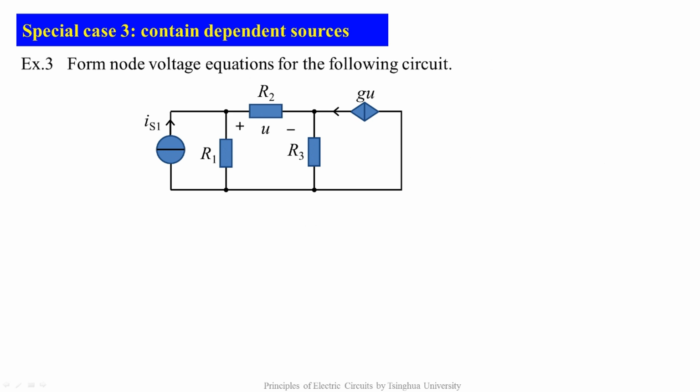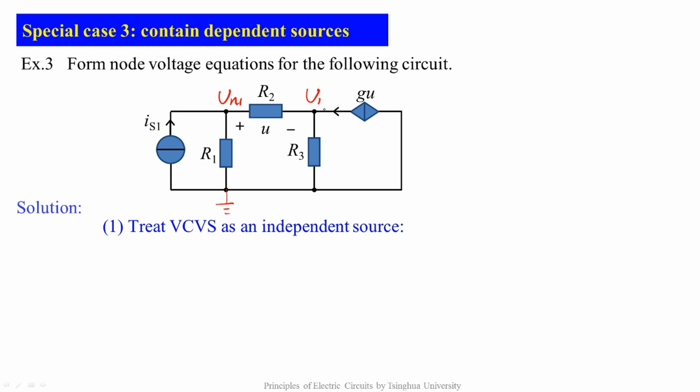The third case is a circuit containing the dependent sources. For example, in this circuit, there is a voltage-controlled current source, VCCS. How to write its node voltage equations? The first step, we consider the VCCS as an independent source. We don't regard it as a VCCS, but an independent current source. We first select a reference node before writing the equations and label the node voltages for the rest of the independent nodes. Then we can write the equations for the circuit.